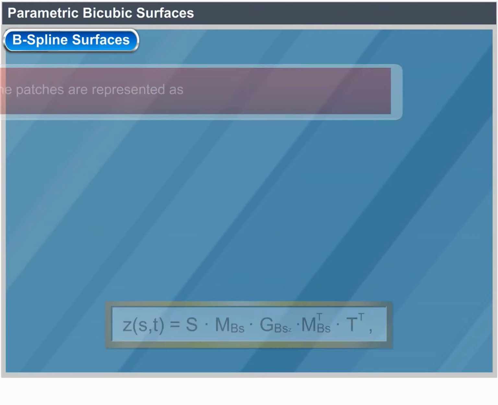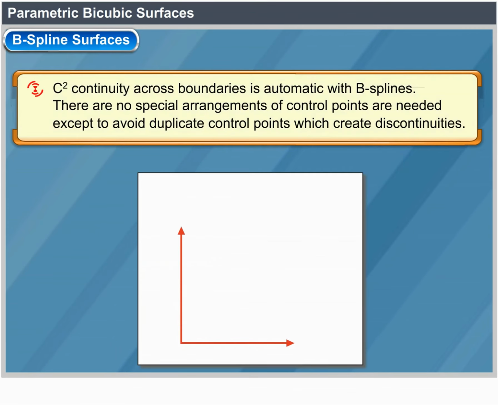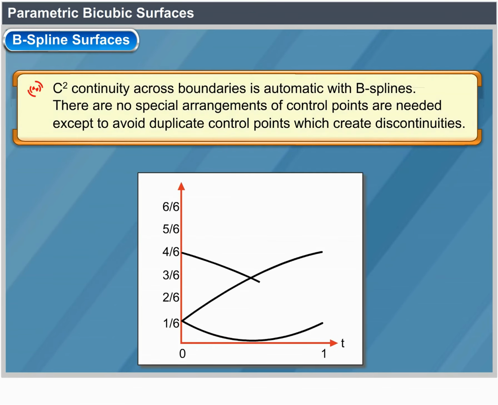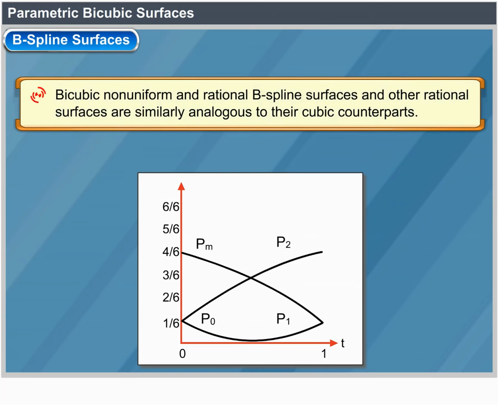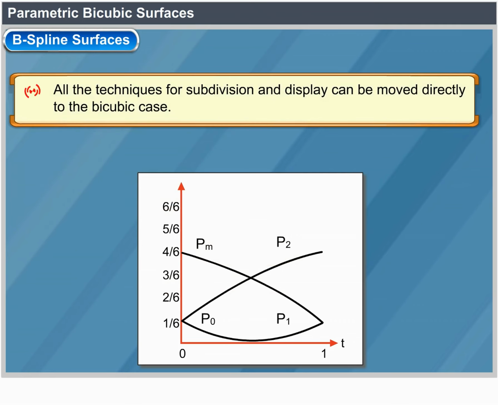C2 continuity across the boundaries is automatic with B-splines. No special arrangements of control points are needed except to avoid duplicate control points, which create discontinuities. Bicubic non-uniform and rational B-spline surfaces and other rational surfaces are similarly analogous to their cubic counterparts. All the techniques for subdivision and display carry over directly to the bicubic case.